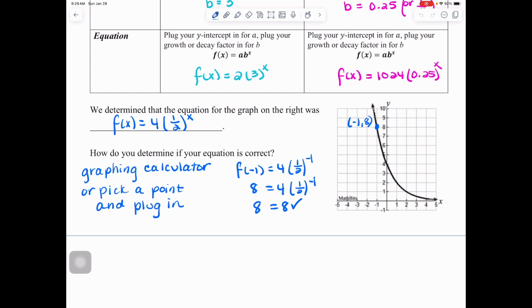So I picked a different point than the 2 we used originally. I would suggest you do the same, just in case there was a mistake made. So I picked (-1, 8). So I'm doing f of -1, and I'm hoping that that value turns out to be 8. So f of -1 means I'm replacing the exponent with a -1. I can type that right into my calculator, and I already know that f of -1 is 8 by looking at the graph, so I do end up with 8 equals 8, and I see by picking a point that my equation is correct as well. So this concludes our lesson on constructing exponential functions.